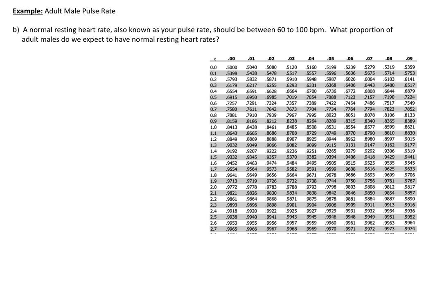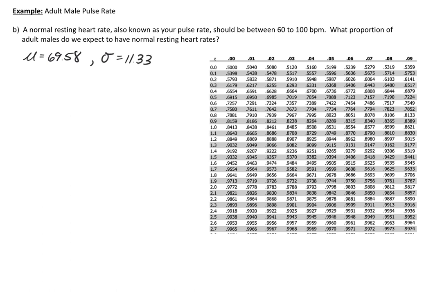This is a continuation from the previous video. We're told that adult male pulse rates are normally distributed with a mean pulse rate of 69.58 beats per minute and a standard deviation of 11.33 beats per minute.